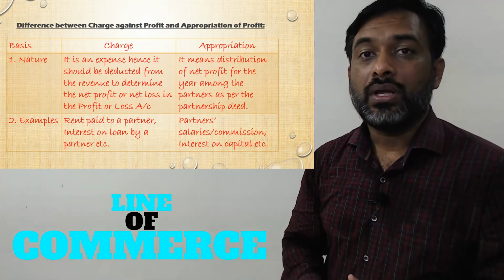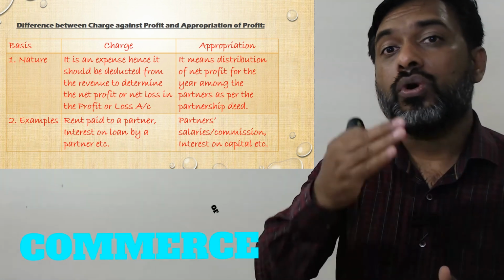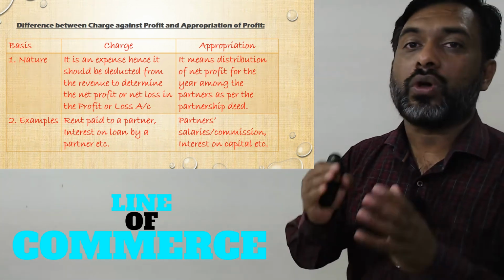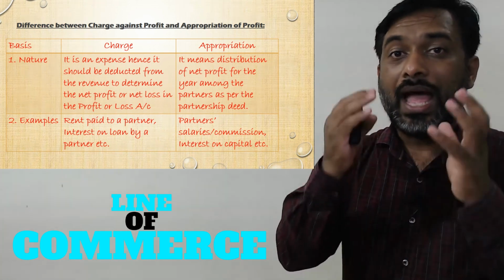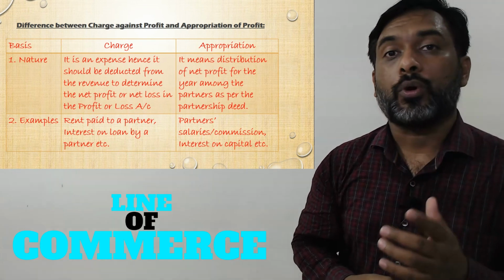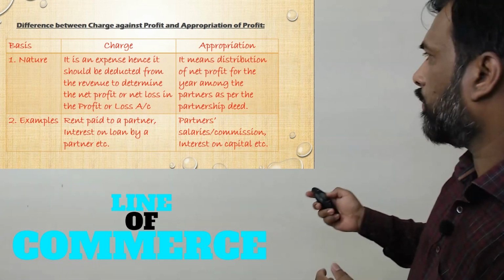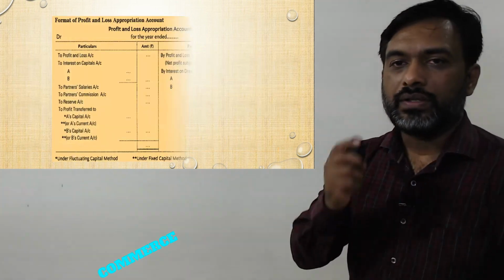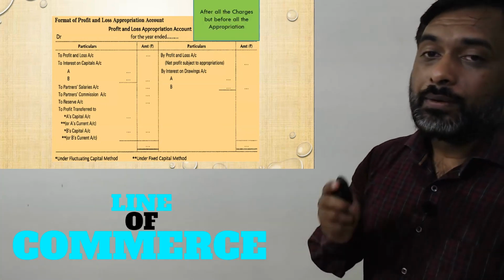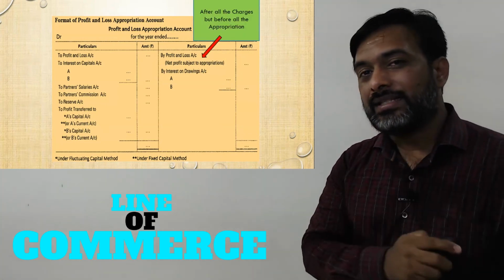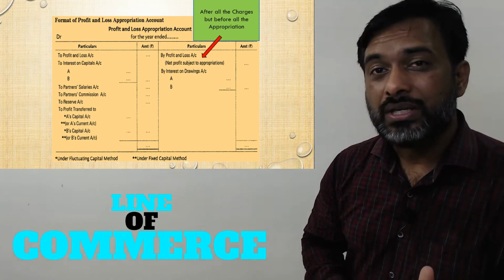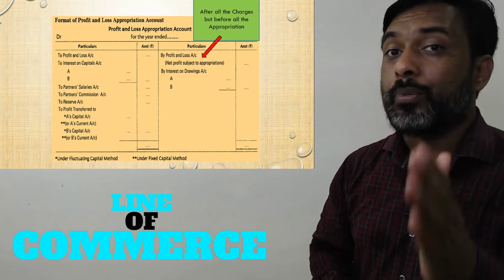Okay, now the point is why I am explaining this difference, charge and appropriation. Sometimes in the question, they give the profit before these charges. Please always remember, when you take net profit on the credit side of your appropriation account, that net profit should be after all the charges, but before all the appropriations. I will show you what I'm talking about. This is the format of the appropriation account, you know that. The net profit you take on the credit side of your appropriation account should be after all the charges but before all the appropriations.